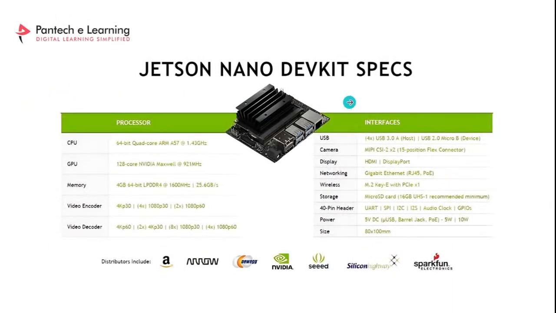Okay, so coming to the specifications, you can see here the CPU is a 64-bit quad core, the GPU is a 128-core Nvidia Maxwell, and memory is 4 GB 64-bit. It has a video encoder, video decoder, and you will have 4 USB ports, camera, HDMI, display port, networking, wireless, storage, everything over here. Let's come to the power. You just need to provide 5 volts using a B-type USB cable, or you can use your mobile charger. And you will have a 40-pin header, storage.